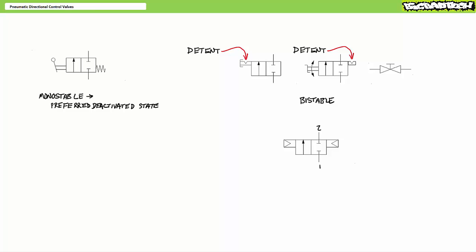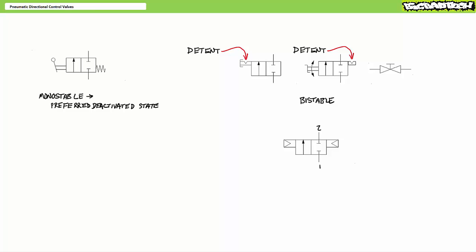Consider a 2x2 double air piloted valve. Look, no spring. When a signal is sent to the air pilot on the left, the directional control valve moves into the open position on the left and allows flow from 1 to 2. In contrast, when a signal is sent to the air pilot on the right, the valve moves into the closed position on the right and blocks flow from 1 to 2.